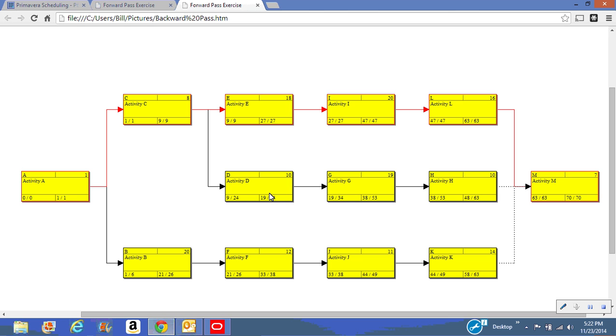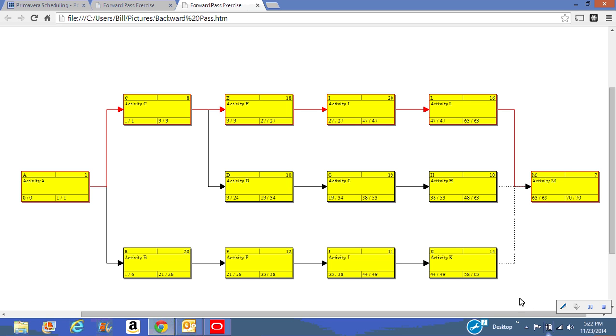As we work backwards, eventually this path will merge back into the critical path. So on the critical path, we already know it's zero float, so the plus 15 would stop right here on activity D. That'll be the last one we see with plus 15.